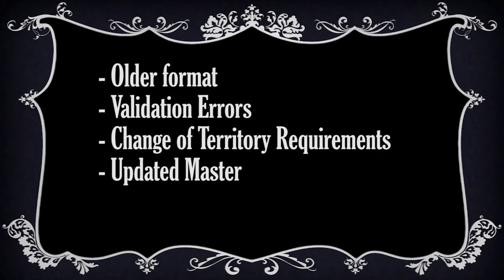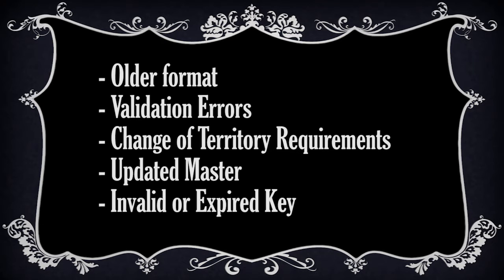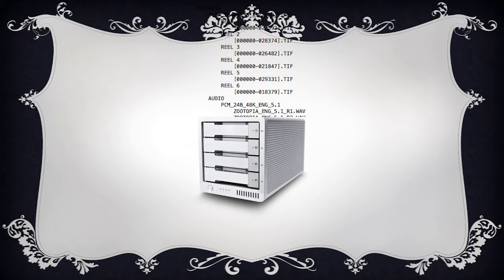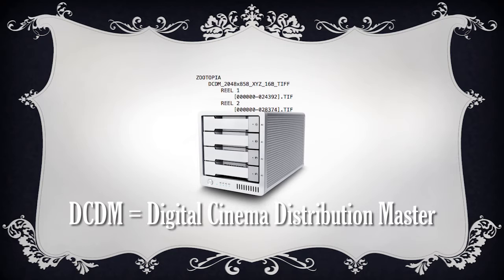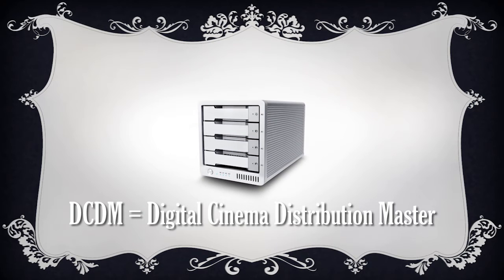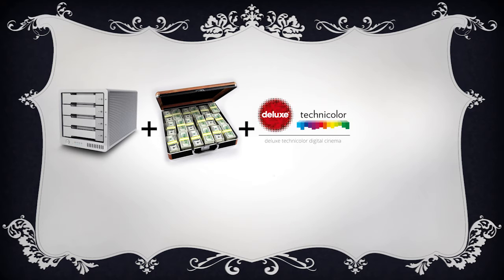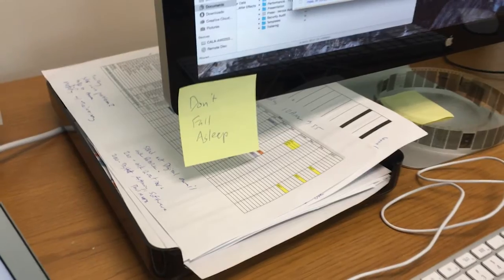There may be many reasons that a DCP needs to be recreated from the master files. The uncompressed master that created the DCP is called the DCDM, or Digital Cinema Distribution Master. A DCDM plus money plus the post house means you can create a brand new DCP. If we don't have the DCDM, well, that's a topic for another video.